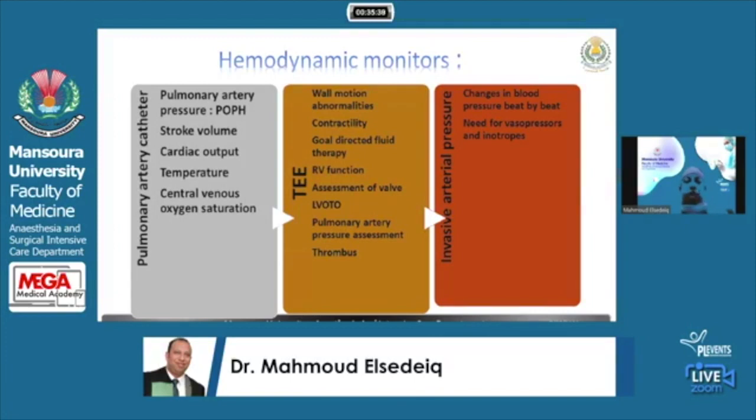Transesophageal echo is a very important method for monitoring in liver transplantation for goal-directed fluid therapy. It also gives us information about wall motion abnormalities, contractility, and RV function, assessment of the valves, left ventricular outflow tract, pulmonary artery pressure assessment, and the presence of any thrombus. Invasive arterial pressure monitoring shows changes in blood pressure beat by beat and the need for vasopressors and electrolytes.